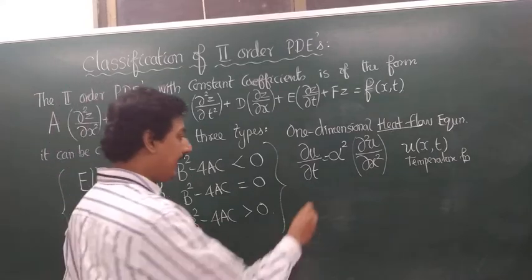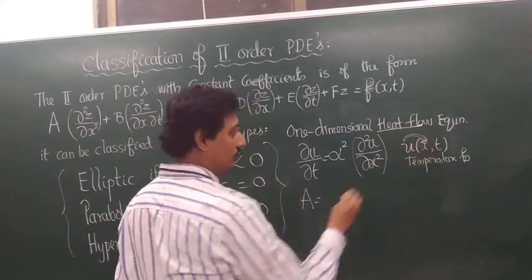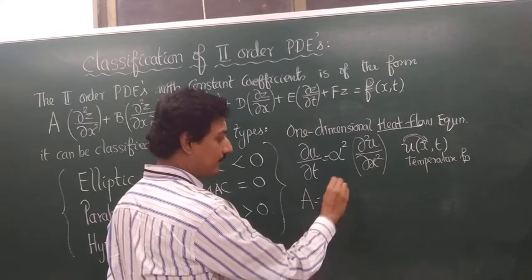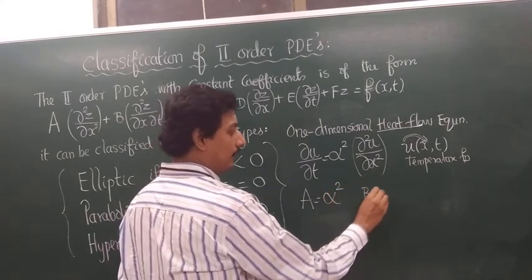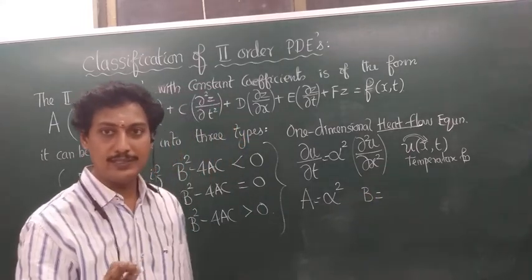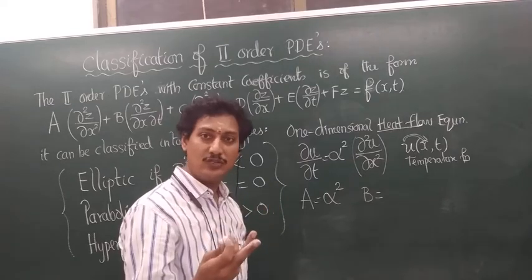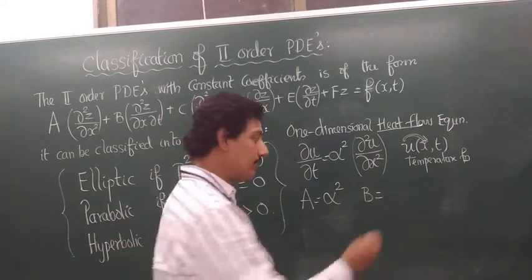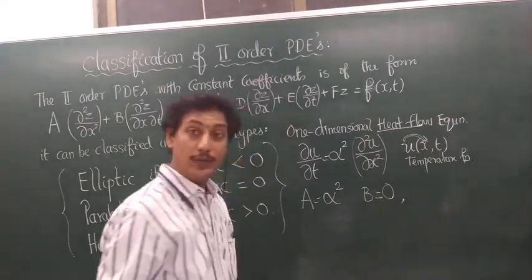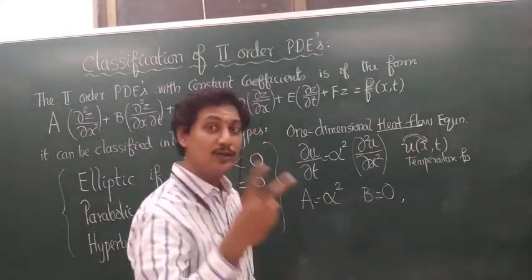So what is A? A is u with respect to x 2 times. So this is alpha square. What about B? B is u with respect to x 1 time, u with respect to t 1 time. That means ∂²u/∂x∂t, but there is no such term present in this equation. So B is 0. What about C? C is u with respect to t 2 times.